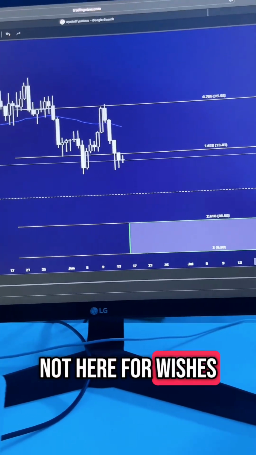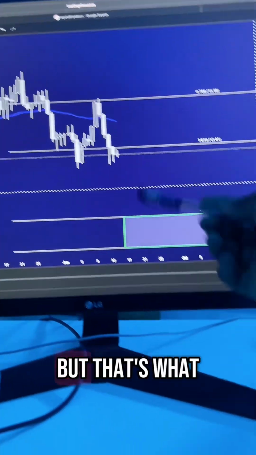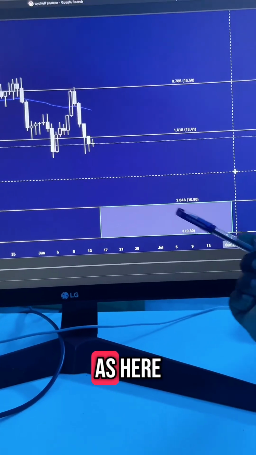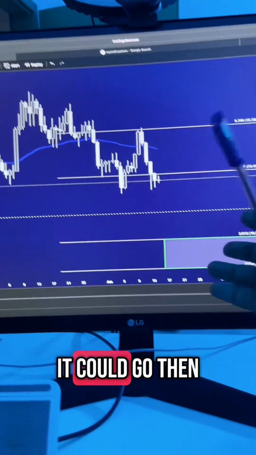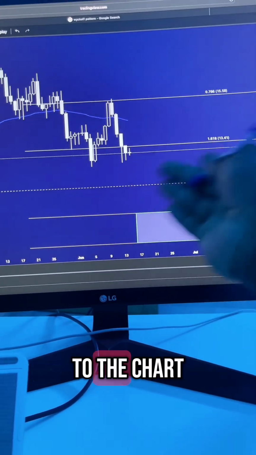We are not here for wishes. We don't wish for it even going lower. We even wish that it goes up. But that's what the chart is saying. It could go as low as here. What's the highest it could go then, since we've gotten the lowest possible point, according to the chart at least?